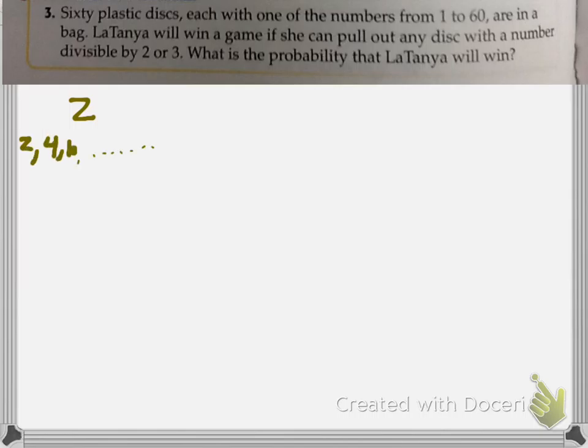How many even numbers are there from 1 to 60? 30. Half of them. Half of the 60 disks are even. Now we're going to do the disks that are divisible by 3. 3, 6, 9, 12, on and on and on. How many disks are divisible by 3? 20.